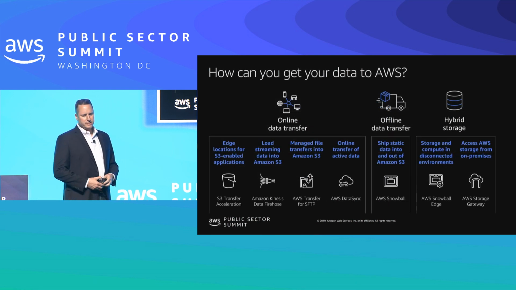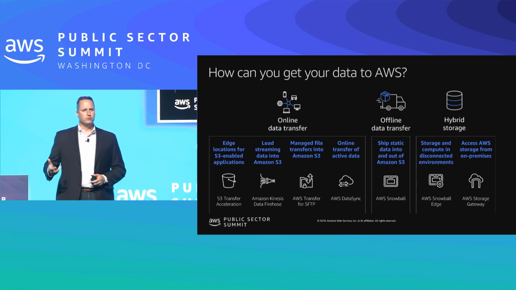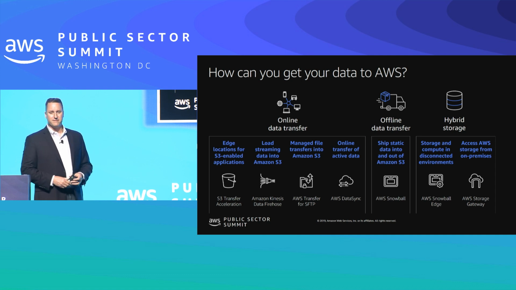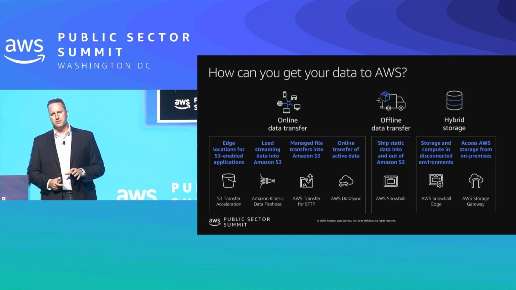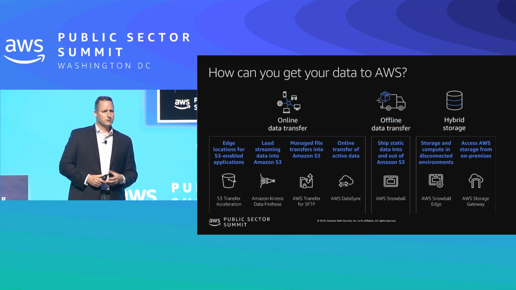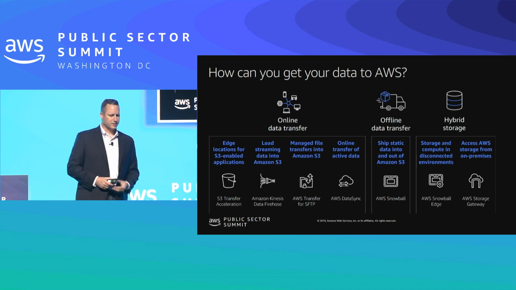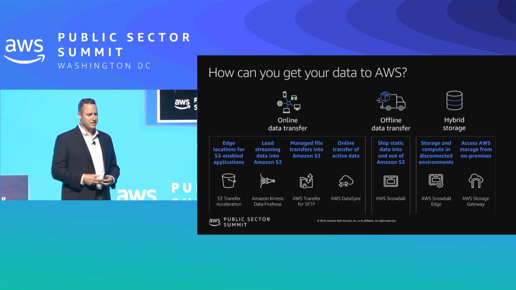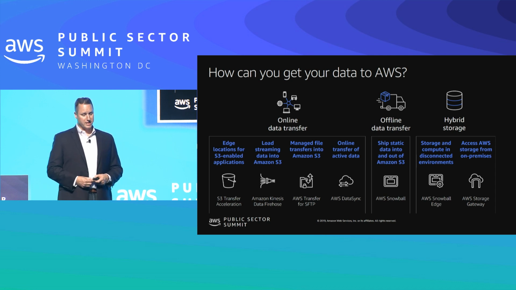So how can you get your data into AWS? I mentioned that there's 11 different services that allow you to move data into AWS. There's 7 of them represented here. And I like this slide because it breaks up. On the left side, you see online data transfer. So this is if you have network bandwidth available, and you can use services like S3 transfer acceleration, Amazon Kinesis Data Firehose for streaming data into S3. And then you can also use services that we're going to talk about today, Transfer for SFTP and AWS DataSync.